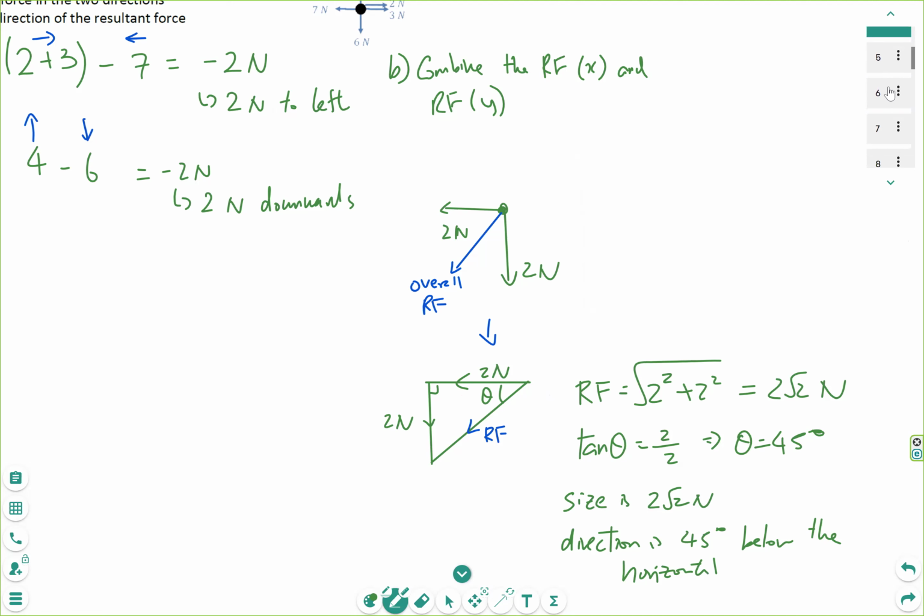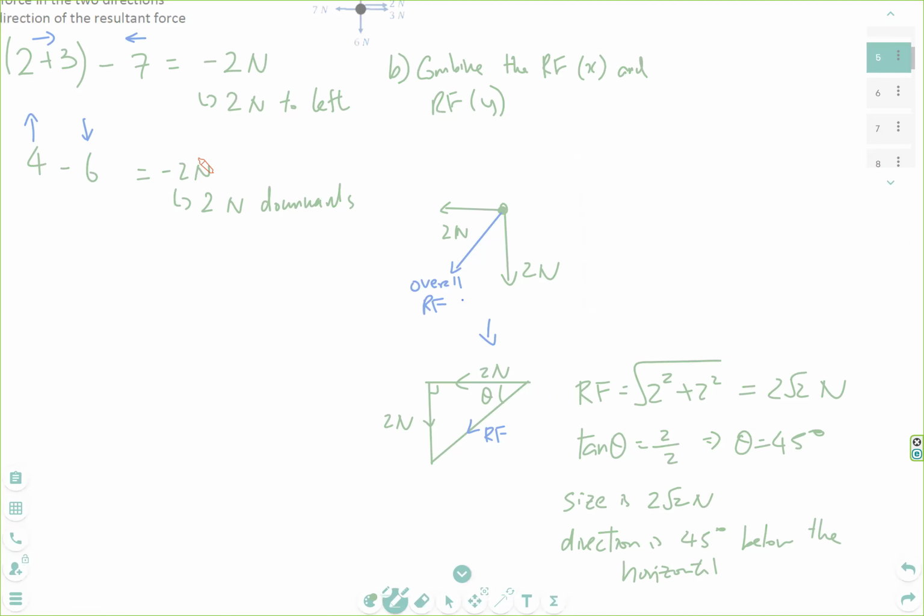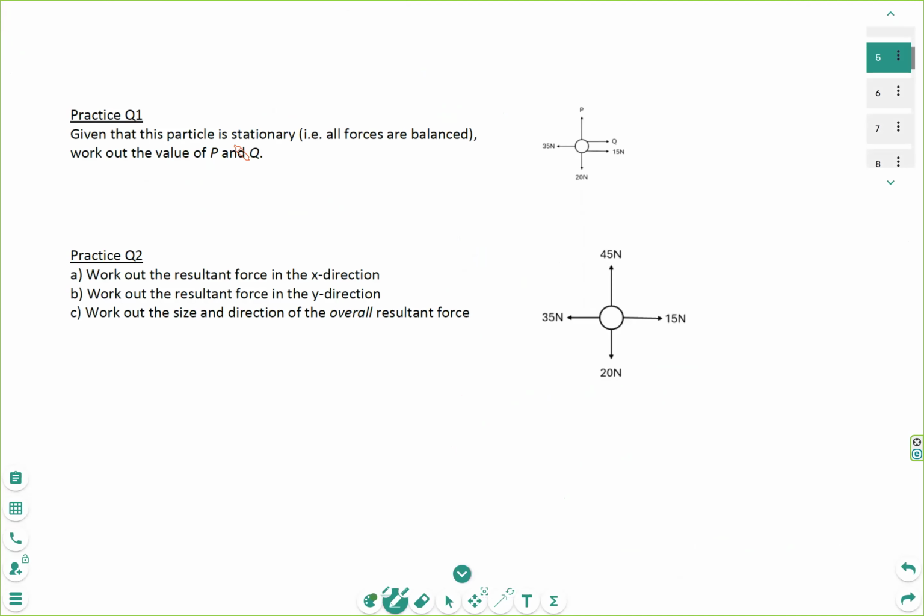Okay, right. Moving on. Practice question 1. Given that this particle is stationary, that means all forces are balanced. Work out the value of P and Q. Now, if you struggle with this, all forces balanced means up forces equal down, left equals right. So you can think about that. And question 2, similar to what we did just now in the example. Pause the video, have a go at practice questions 1 and 2. When you're ready for the answer, you can press play.